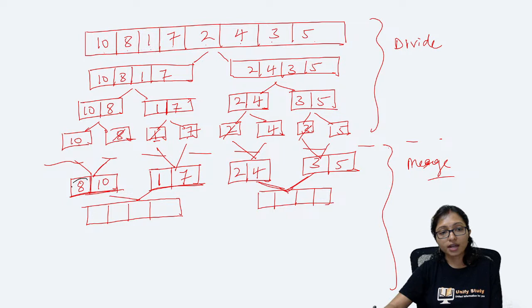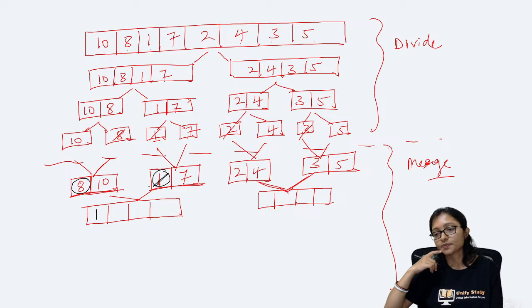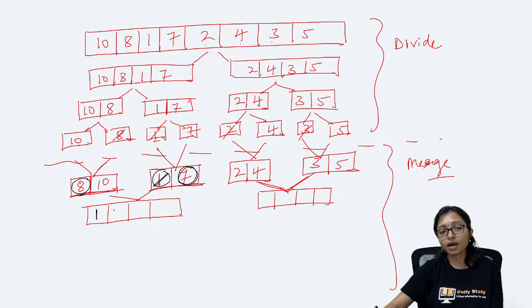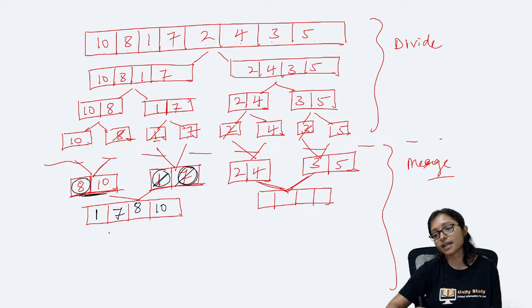Yes. 1 and 8 we are going to compare. After that, 1 is the minimum, so delete 1. Then we need to compare 8 and 7. Which one is minimum? 7 is minimum. Delete 7. After that, remaining is only 8 and 10. That's why place 8 and 10.